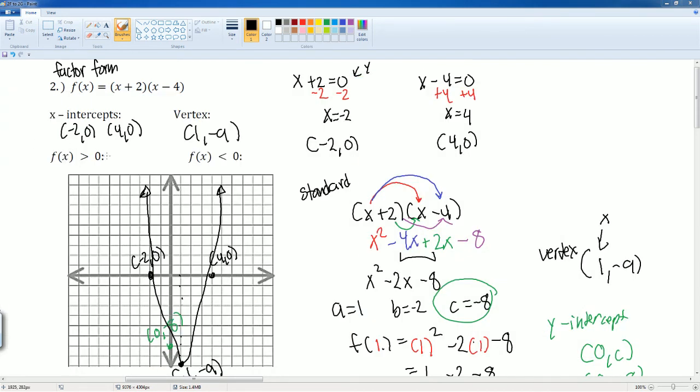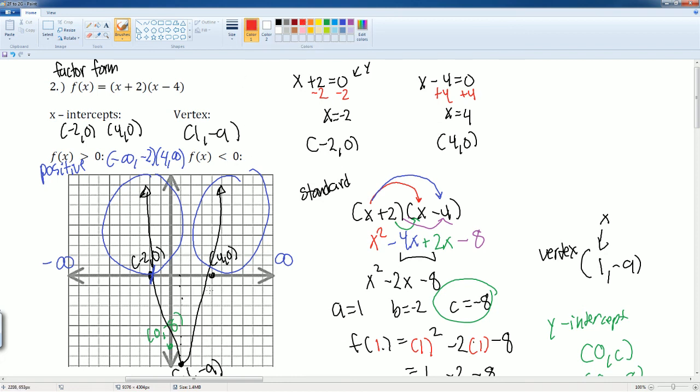So here we want to remember this. This is when the function is above 0, which means when it is positive. When is it positive? Well, remember, the domain goes from negative infinity all the way to positive infinity. It looks like it's positive here and here. Let's do the first one. It goes from negative infinity all the way to negative 2. Then it goes from 4 all the way to positive infinity.